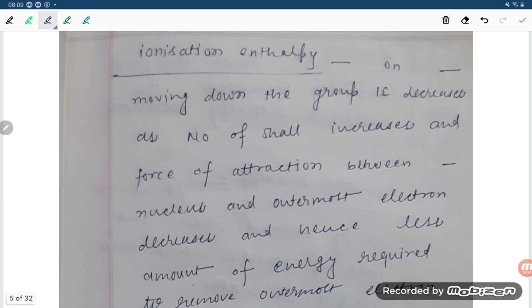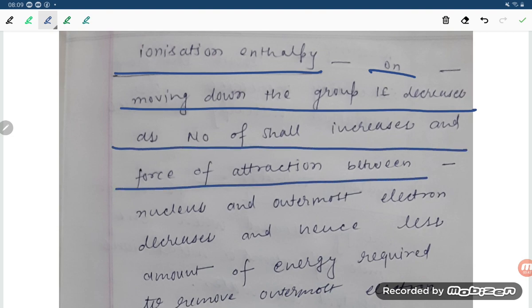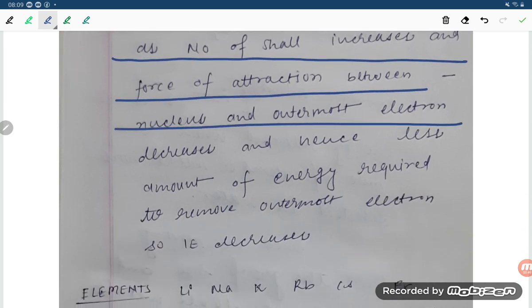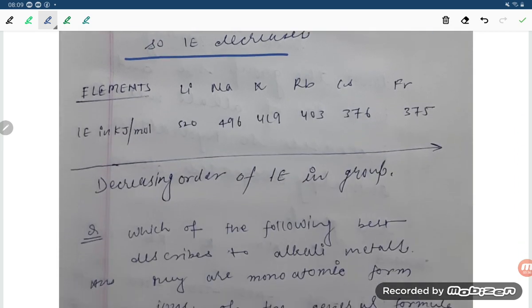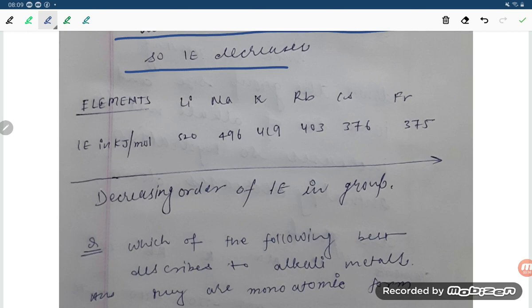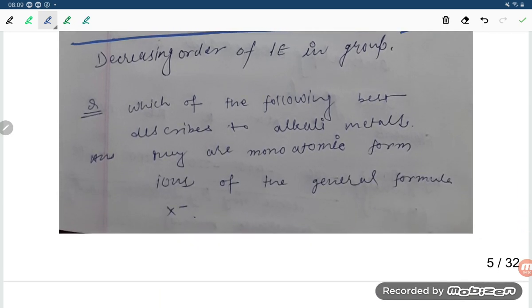Now let us have a look at ionization energy, students. On moving down the group, ionization energy decreases as the number of shells increases and the force of attraction between the nucleus and the outermost electron decreases, and hence less energy is required to remove the outermost electron. So you see, students, moving down the group ionization energy decreases: 520, 496, 419, 403, 376 and 375 in kilojoules per mole.